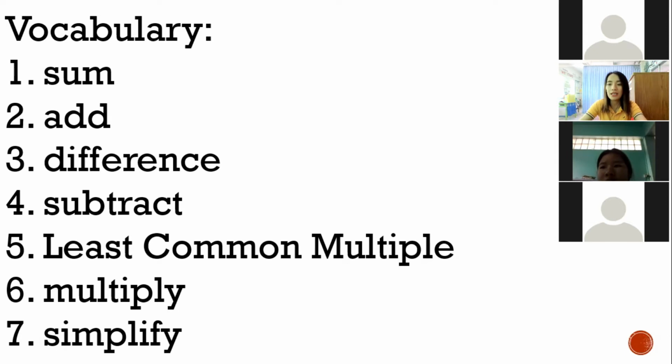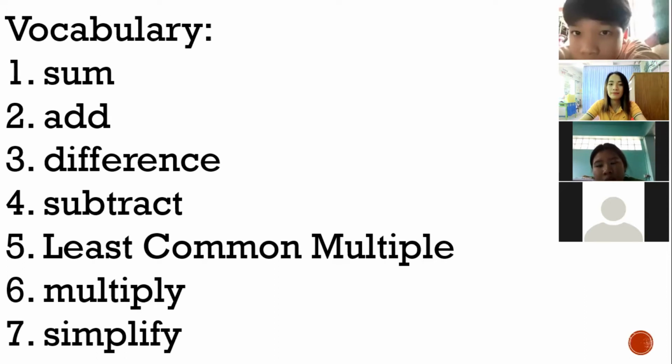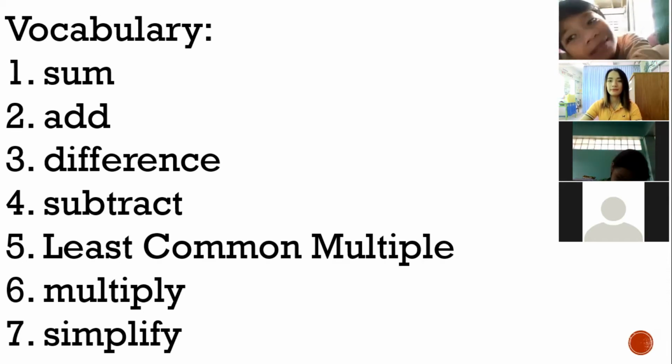Let's start with Jenny. Sum, add, difference, subtract, least common multiple, multiply, simplify. Very good. Thank you for that. Next, June. Sum, add, difference, subtract, least common multiple, multiply, simplify. Very good. Thank you.